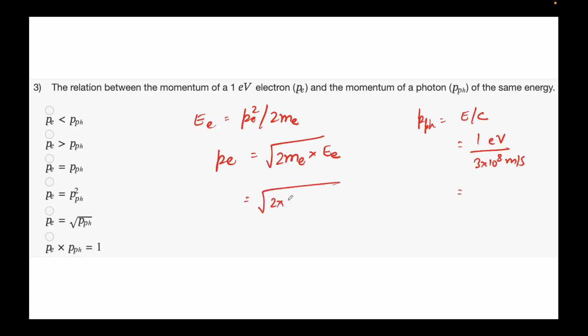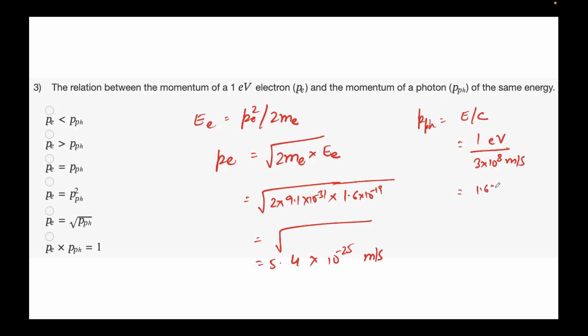And so let's just put the values. The mass is 9.1 into 10 to the power minus 31. The energy is 1 eV, so everything will have to be in SI units. So eV will turn out to be 1.6 into 10 to the power minus 19 joules, which is SI units. So I need not worry about it. So let me just calculate this value. Just hold on a second. 3.2 into 9.1, square root of that, it's coming out to be 5.4 into 10 to the power minus 25 kilogram meters per second.